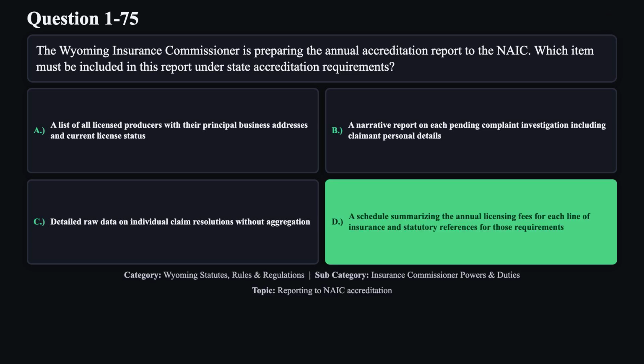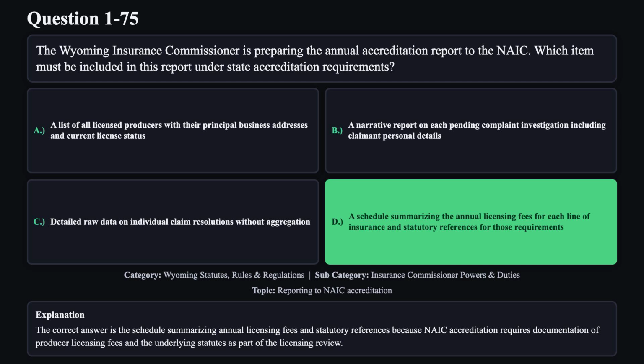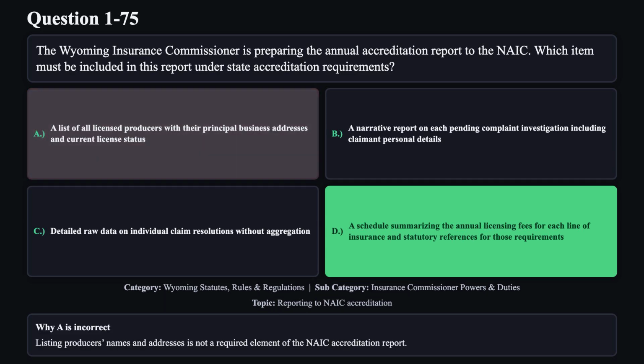The correct answer is D. The correct answer is the schedule summarizing annual licensing fees and statutory references, because NAIC accreditation requires documentation of producer licensing fees and the underlying statutes as part of the licensing review. Reason A is not correct. Listing producers' names and addresses is not a required element of the NAIC accreditation report.